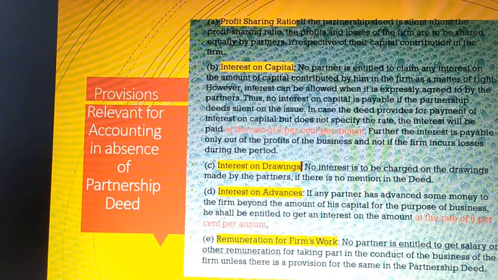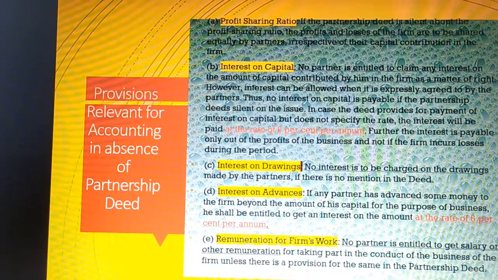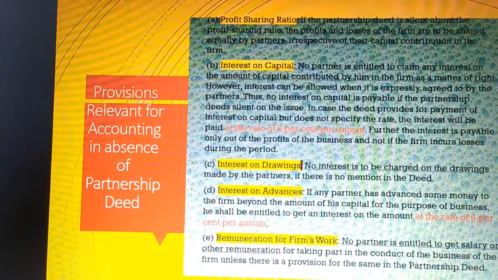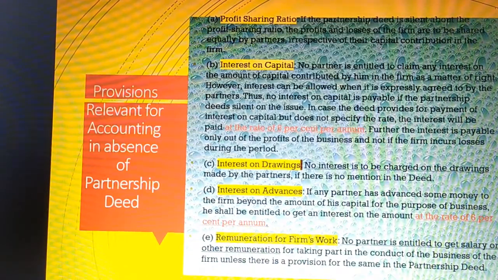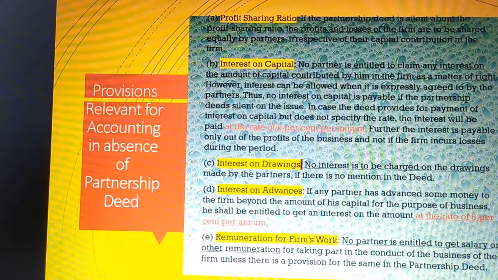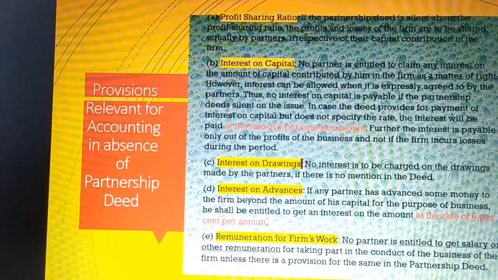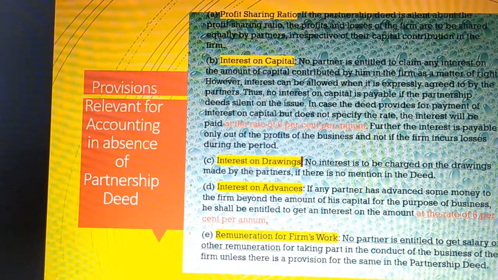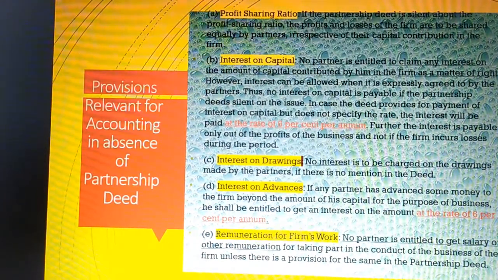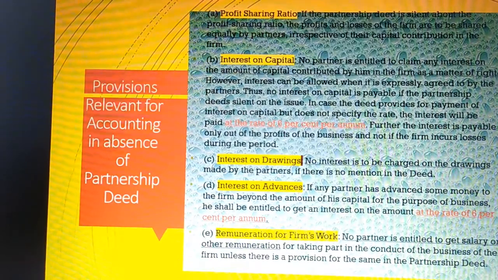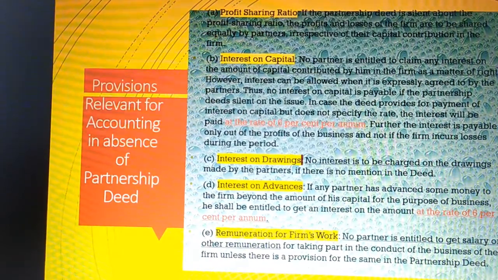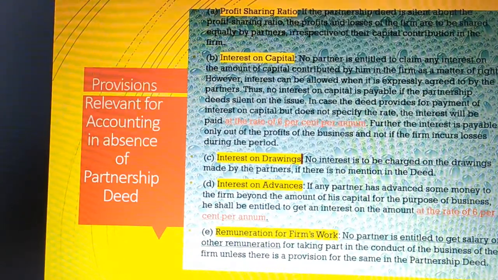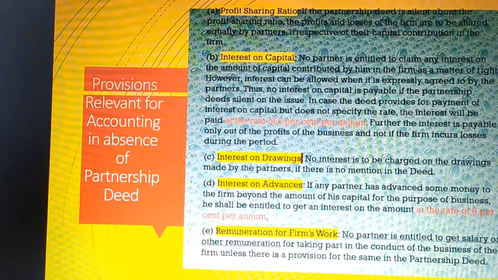But because it is not compulsory to have a partnership deed, what if the partnership deed is absent? If partners do not have a written document in the form of a partnership deed, then what will govern the accounting treatment of the various rights, and what the partners are entitled to from the partnership firm? So there are some important points to discuss here.